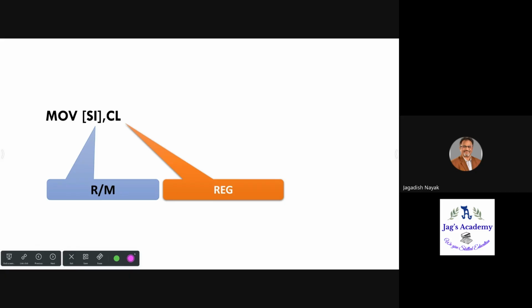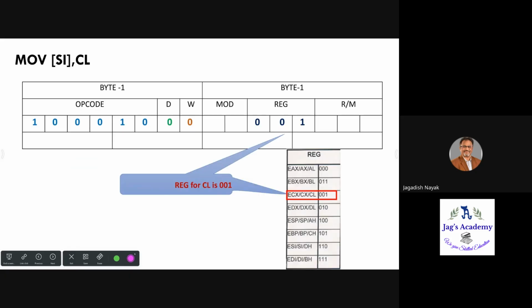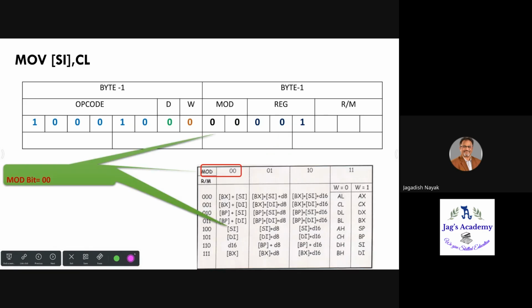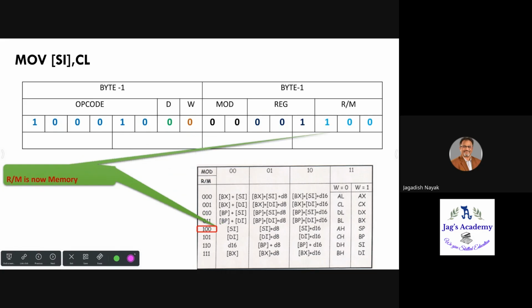Now you want to write REG and the R/M bits. Let us write the REG. What is REG? The CL register, right? So you refer to the table. Referring to the table, your CL register corresponding data is 001. Fix it in 001. Next comes your mode and R/M bits. Now refer to the other table. See where you have SI within the square brackets. So the mode bits are 00 and the R/M bits are 100. You fix it here.